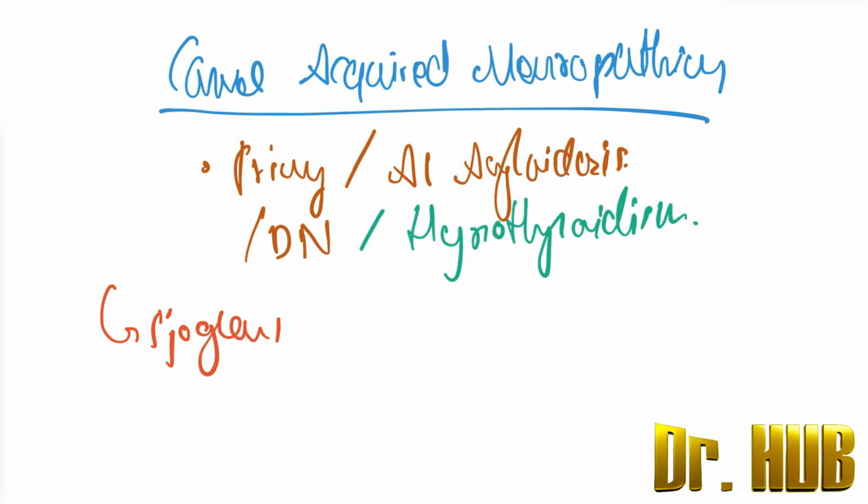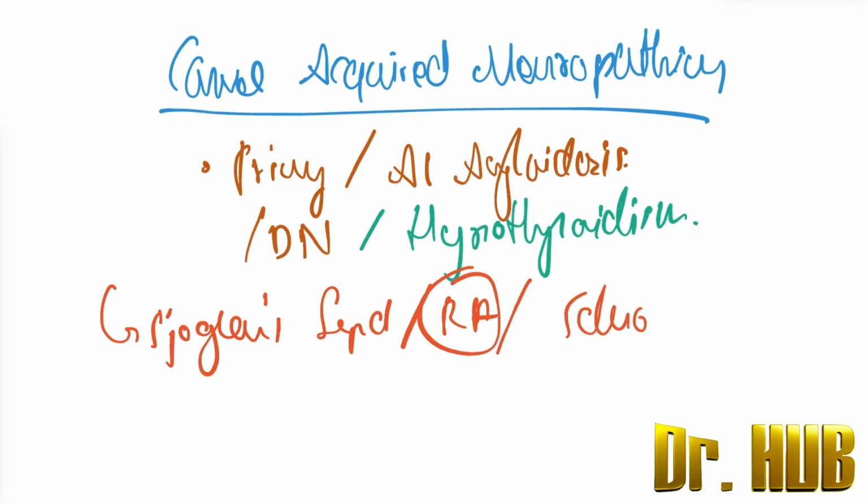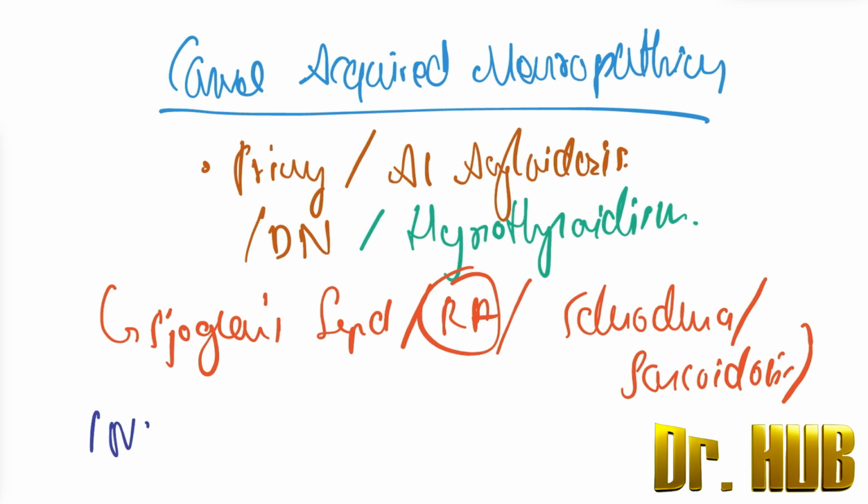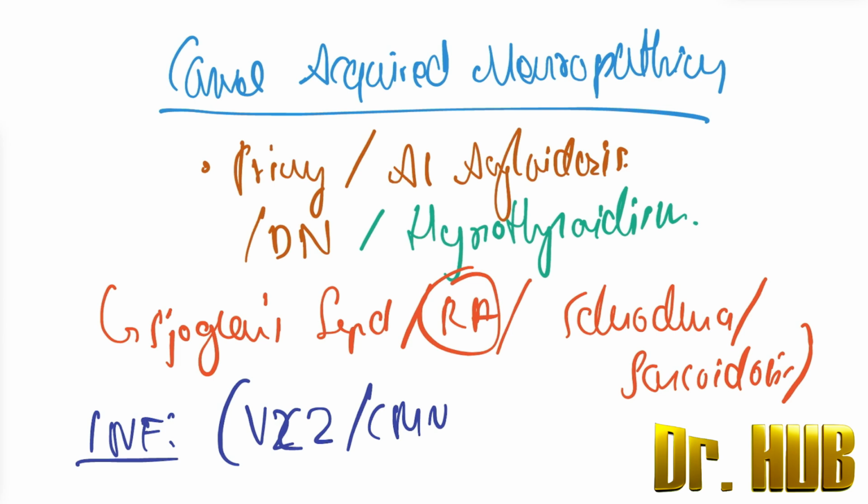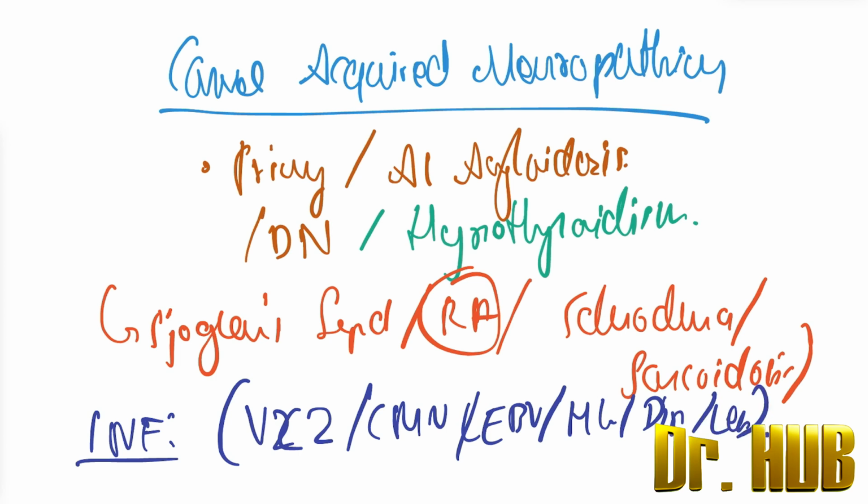Then comes Sjogren syndrome, then RA, that is rheumatoid arthritis, then scleroderma and sarcoidosis. Then there are infections. The infections involved include VZV, CMV, EBV, HIV, diphtheria as well as leprosy.